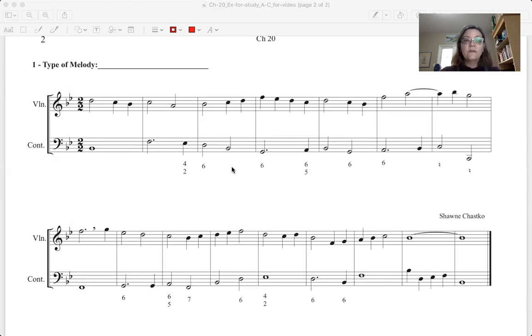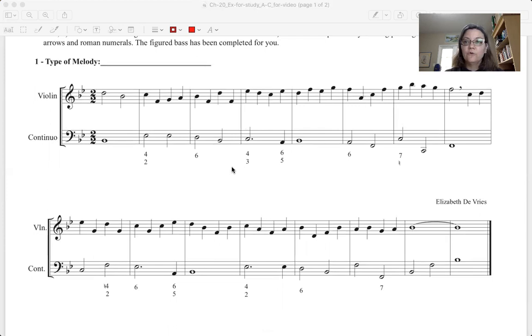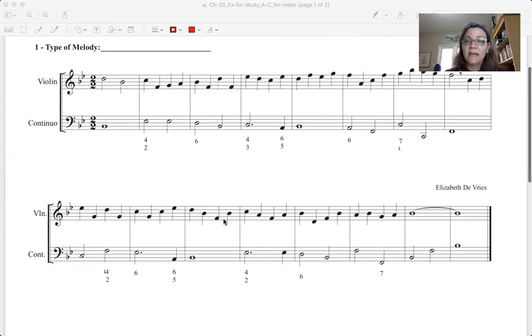All right, so you've now heard both of them, the one from page 1 and the one from page 2. One expresses harmony and one decorates harmony. What you should notice is the one expressing harmony is moving around a lot. It's very jagged, a lot of broken chords. That's this first one. The melody decorating harmony is our second one.